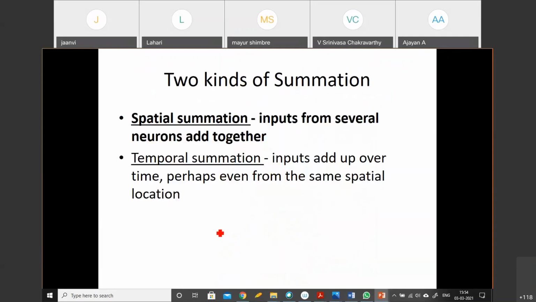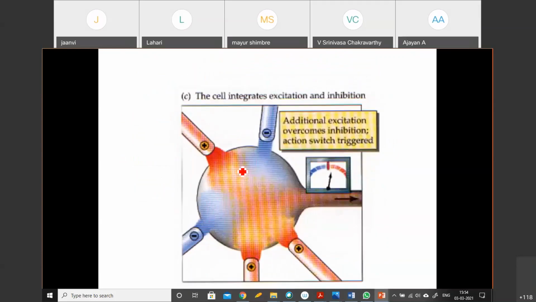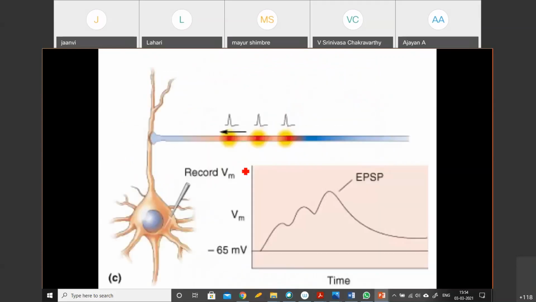This summation of all the signals coming to a neuron from other neurons is called spatial summation, because these are added up in space. There's a different kind of summation that also takes place. That's called temporal summation, which is shown in this picture.